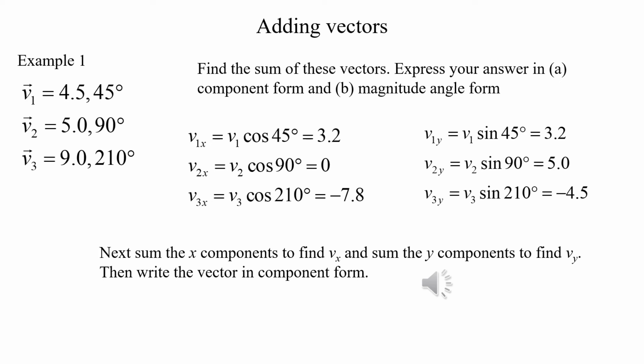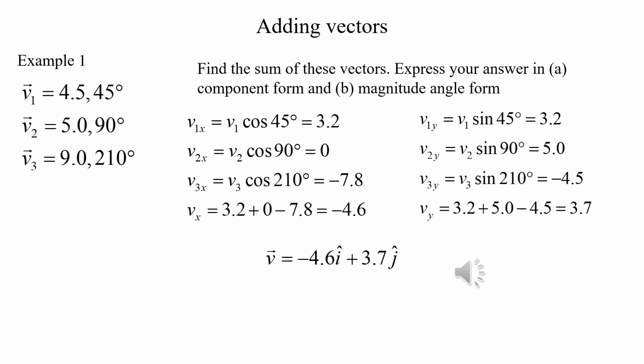All right, so now to get the resultant, I sum up all the x components to get the x component of the resultant, and then sum up the y components to get the y component of the resultant. Here I have the vector in component form. When I add up the x components, 3.2 plus 0 minus 7.8 gives me negative 4.6. So the resultant is negative 4.6 i hat. On the y components, I have 3.2 plus 5.0 minus 4.5, and that gives me 3.7. So I have 3.7 j hat for the y component. So my vector v now in component form is negative 4.6 i hat plus 3.7 j hat. So that's the answer for part A.